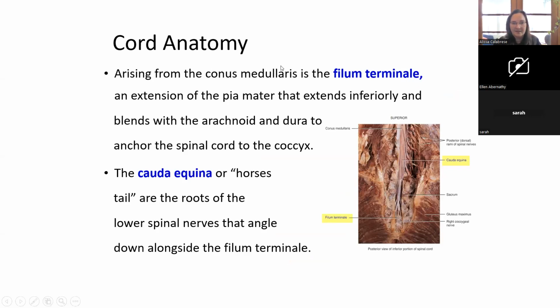The cord ends at a structure called the conus medullaris. And then beyond that, we've got the filum terminale. The filum terminale is sort of like the extension of the pia mater that goes beyond the conus medullaris. And then here you can see in this cadaver image, this kind of spray of nerves that branch off of that. That's called the cauda equina, or horse's tail, because it kind of looks like a horse's tail, all these nerves branching off the base of that.